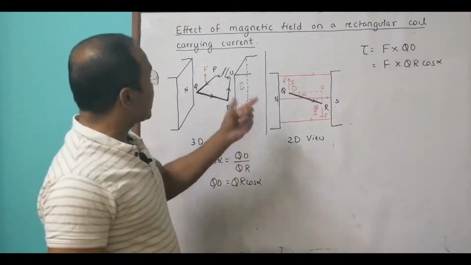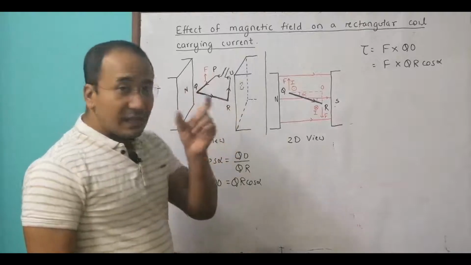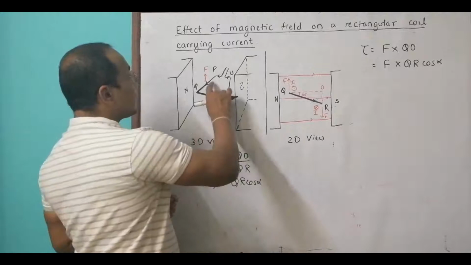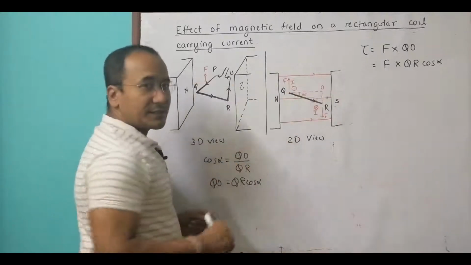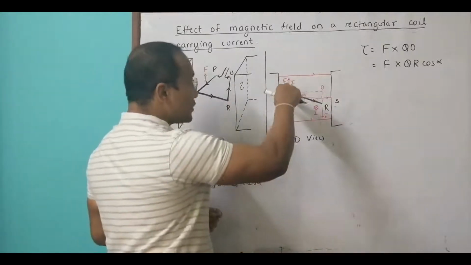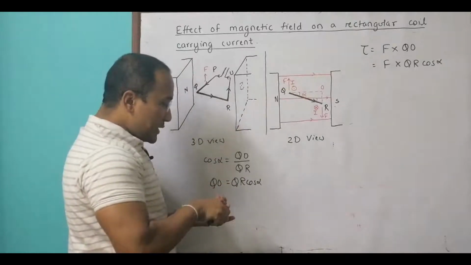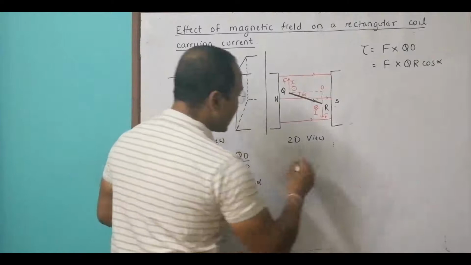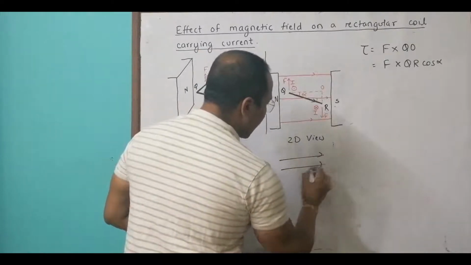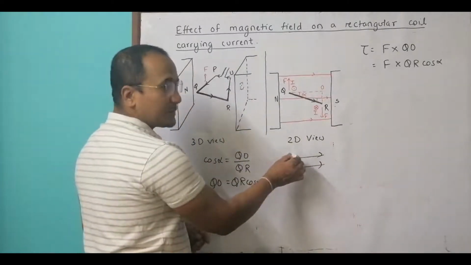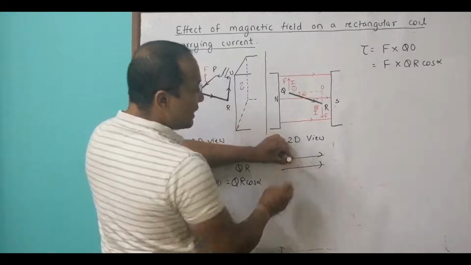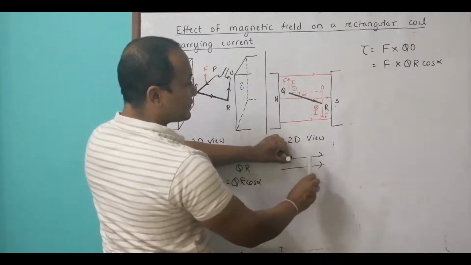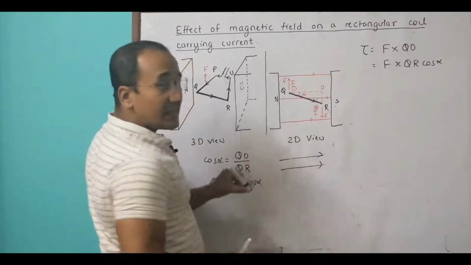So the force experienced by this PQ, we have to go for that length, BIL. And sin theta is the angle formed by PQ with the field lines. Now PQ is situated somewhat like this. These are the field lines, and PQ is like this, so what is the angle? The angle is this. So this angle is 90.